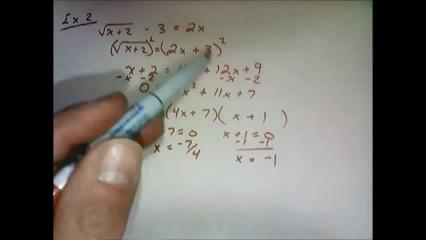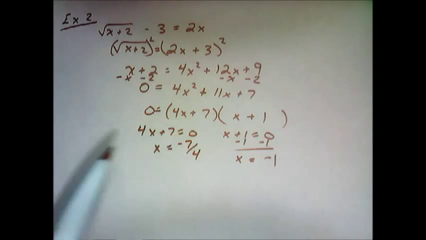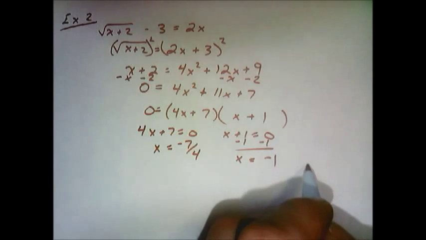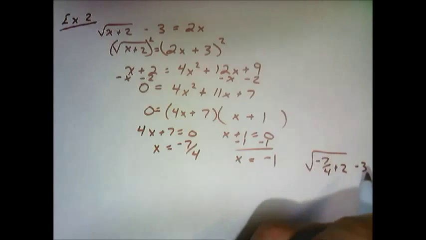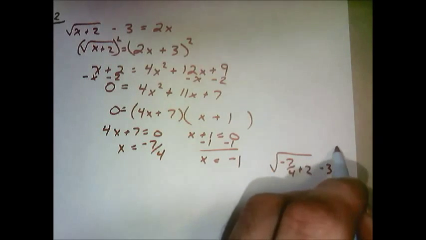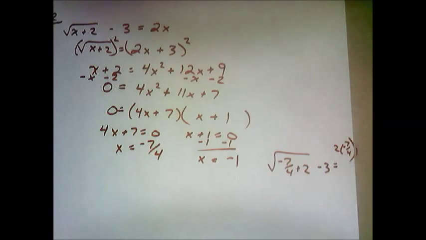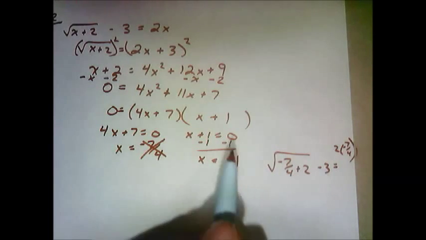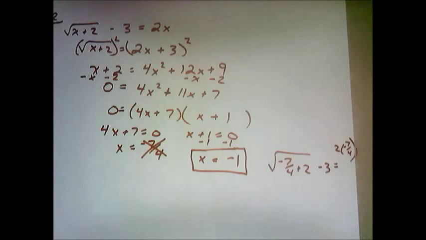Now, if I plug them in, I'm going to see that negative 7/4 does not work. If I plug negative 7/4 in, I'd have the square root of negative 7/4 plus 2 minus 3 equal to 2 times negative 7/4. I'll let you figure that out, but it doesn't work. Negative 1, however, does work. So that's going to be our answer. We only have one solution.